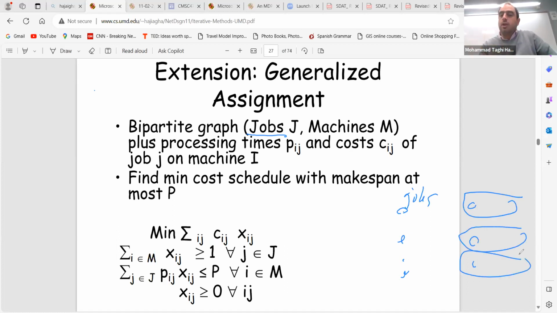You want to assign, this is a typical scheduling problem. You have jobs J and machines M. You have a processing time p_ij, which is the processing of job J on machine I. So I is the machine, J is the job. And there is a cost for it as well. So it's a very general, important problem. What do you want to do? You want to find the minimum cost schedule with makespan at most P.